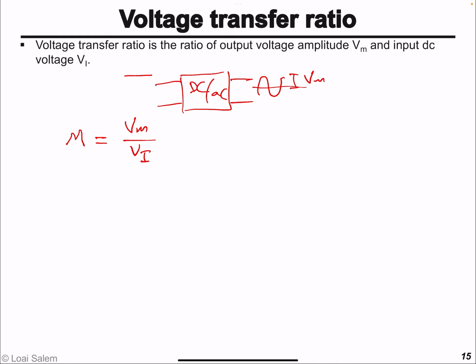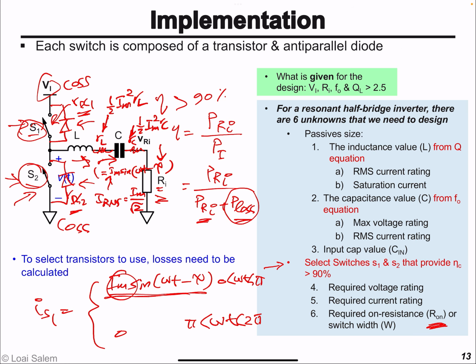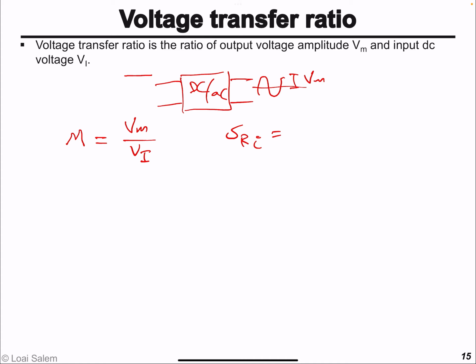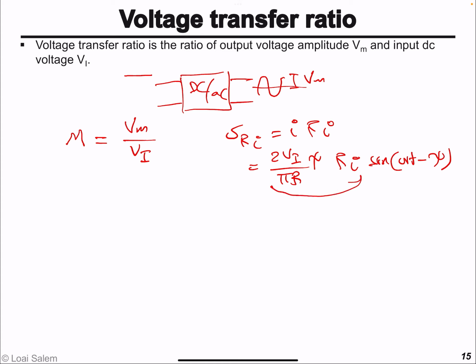Well, we know that we calculated before the voltage in the load resistor, this resistor, will be the resonant current multiplied by the load resistance Ri. And we know that the resonant current is given by its amplitude 2Vi divided by pi r times cosine psi, times the load resistance, sine omega t minus psi. Okay. So the amplitude of the output voltage is given by this expression.